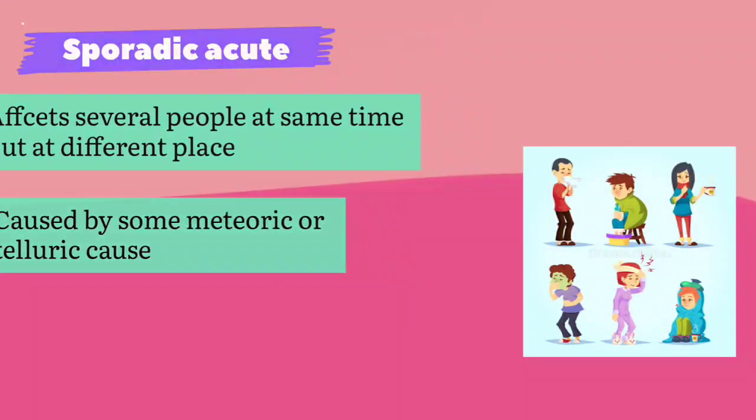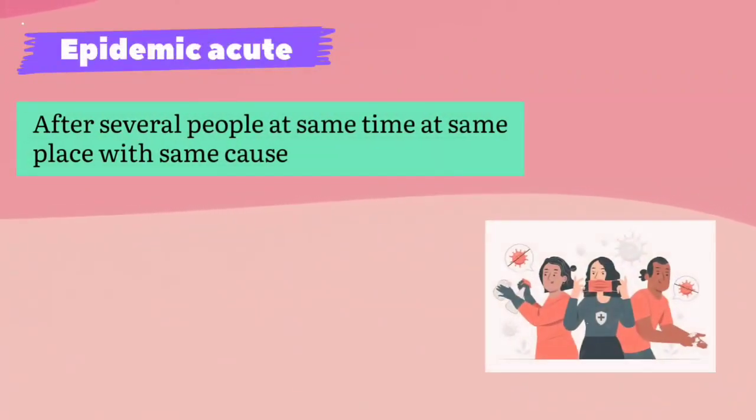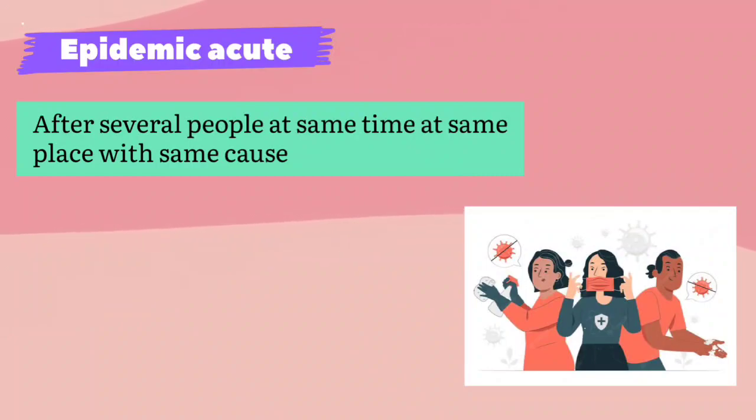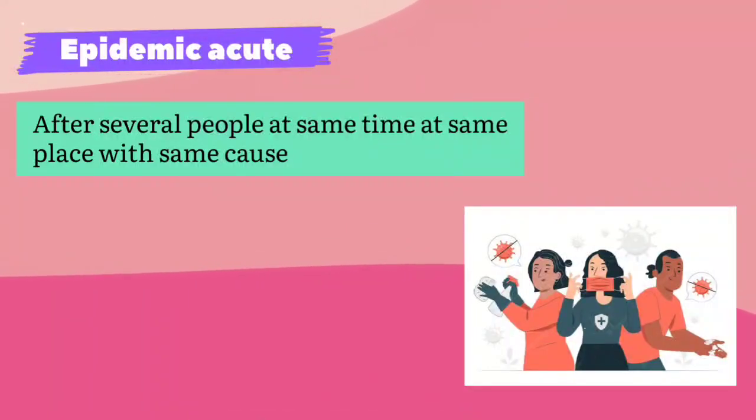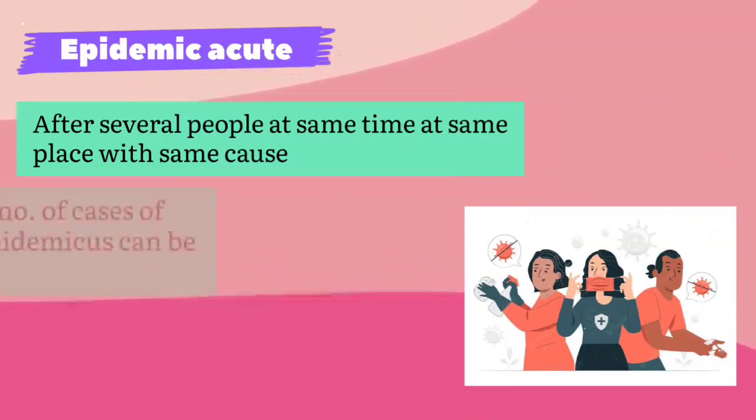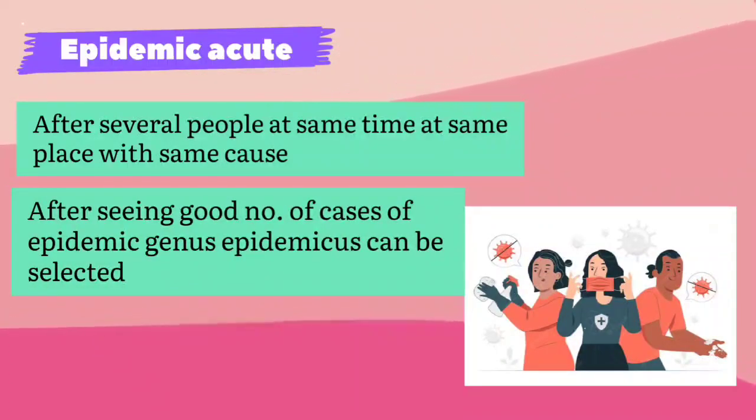The next is epidemic acute diseases. Epidemic acute diseases are those types of acute diseases which affect several people at the same time at the same place, and usually the cause too remains the same. These diseases may be contagious when they occur in a densely populated area.